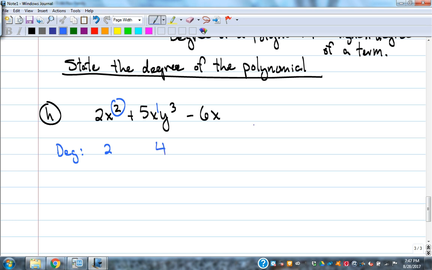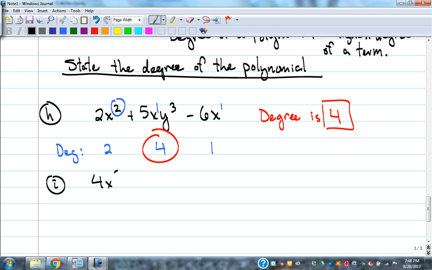What's the degree of the third term? 1. Which one's the highest? Yeah. 4 is the highest. So the degree of the polynomial is 4. You pick the highest degree of the degrees of each term. Now you just got to find the degree of each term and then pick the highest. Okay?